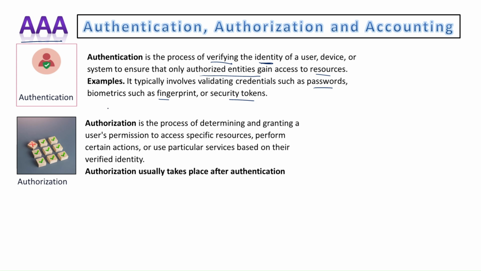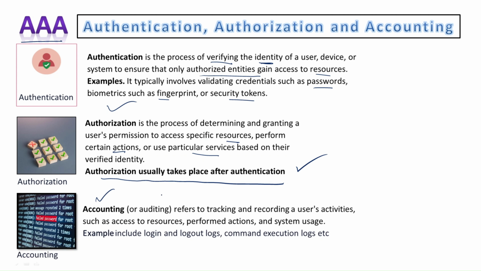Next is authorization. Authorization is the process of determining and granting a user permission to access specific resources, perform certain actions, or use particular services based on their verified identity. Authorization usually takes place after authentication. And next is accounting, which refers to tracking and recording a user's activities such as access to resources, performed actions, and system usage. Examples include login and logout logs, command execution logs, etc.